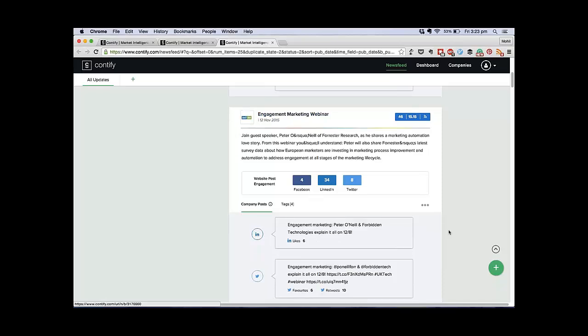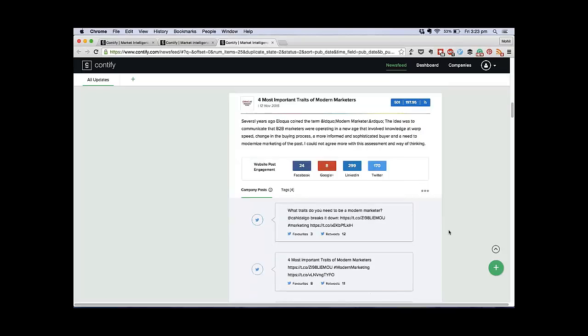Some more examples. This is what Oracle has published on different channels. This is how Oracle has promoted the same piece of information in different channels, and how many retweets and favorites they have received. It is important to see that the article, 4 most important traits of modern marketeers, was promoted by Oracle on Twitter multiple times under different tweets.